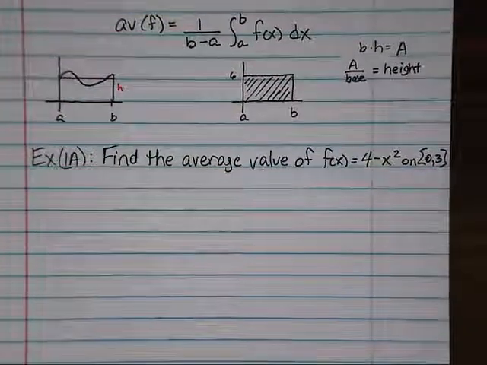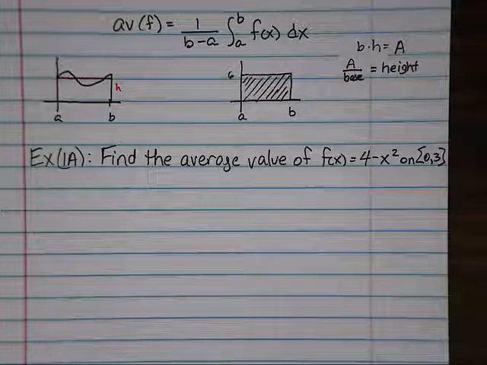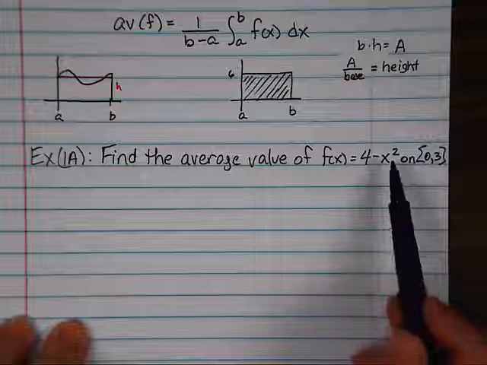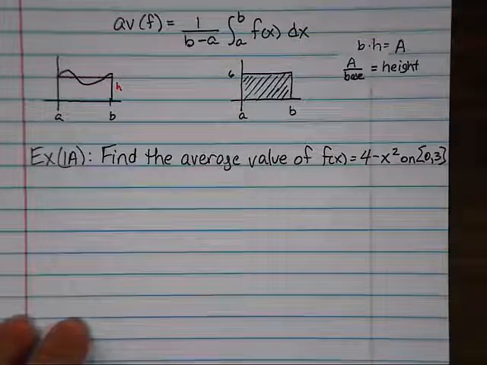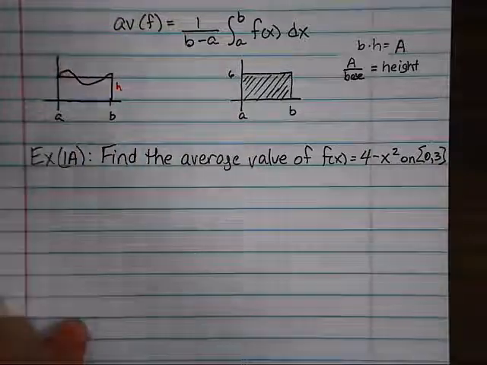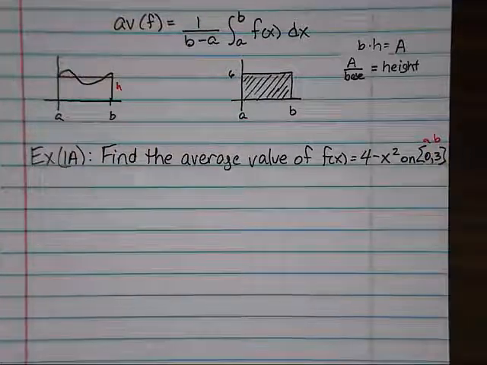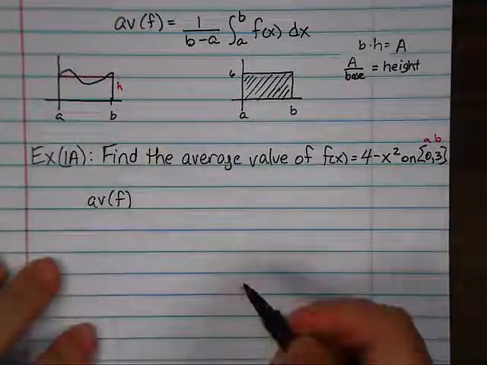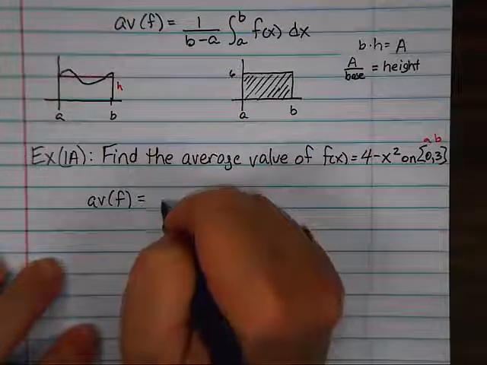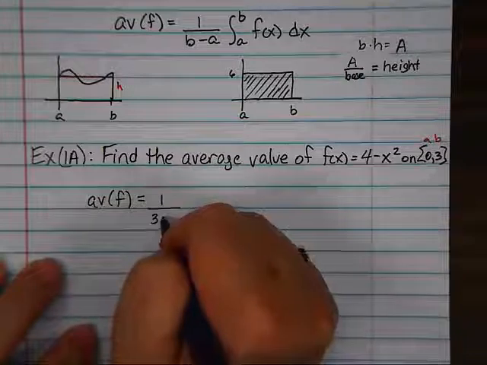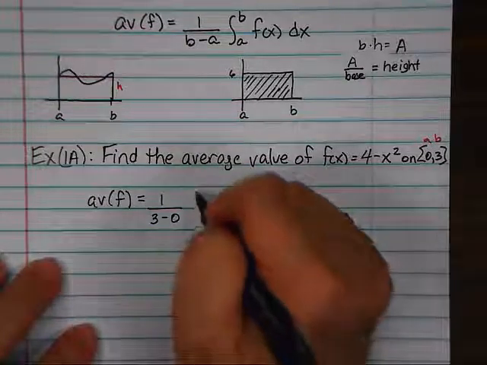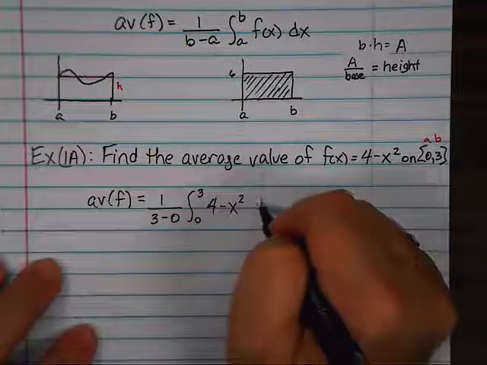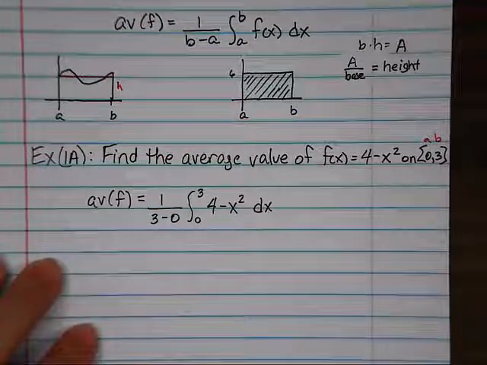I'm going to scoot this down just a little bit so you can see the formula. Okay, so basically all I'm going to do is plug it into the formula and chug it out. I know what f of x is. It's right there. But what are a and b? A and b are these two numbers they gave you, 0 and 3. There's your a and your b. Okay? So, to find AV of f, we're just going to plug everything into the formula. So 1 over 3 minus 0 times the integral from 0 to 3 of the function 4 minus x squared dx. So I just plugged everything into the formula.